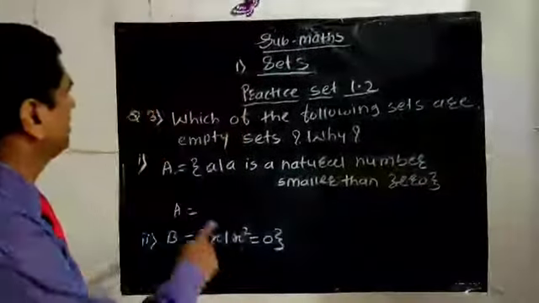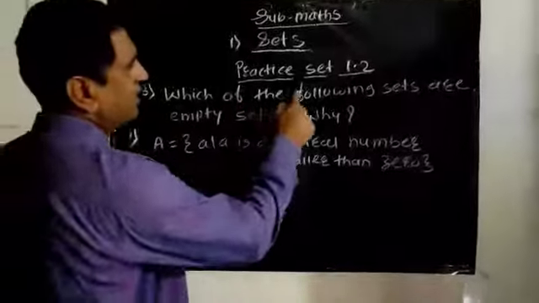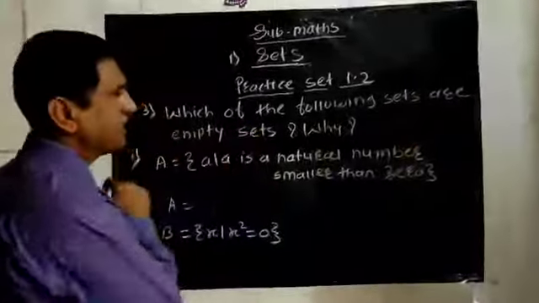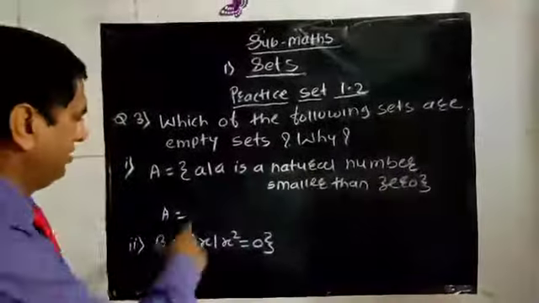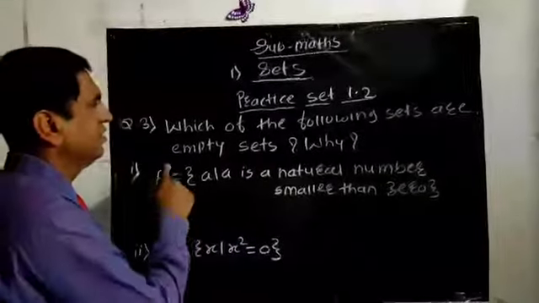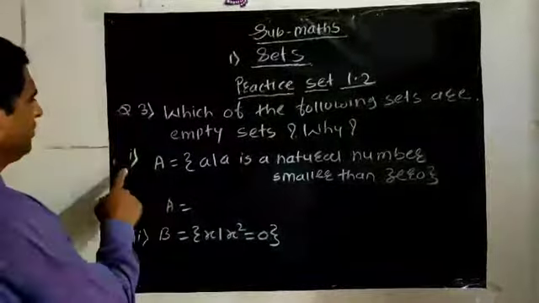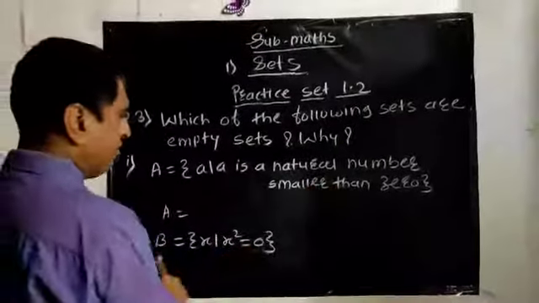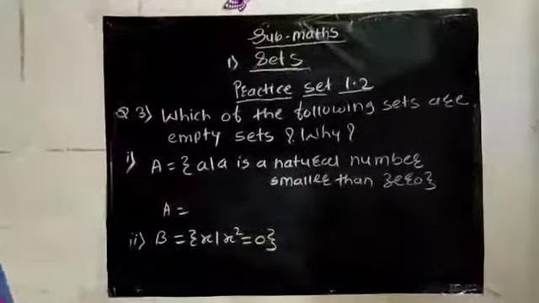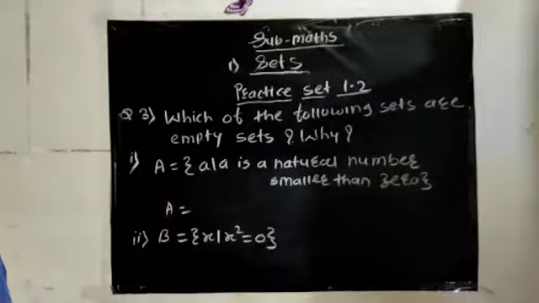Question number 3. Which of the following sets are empty sets and why? Out of these two sets, which are the empty sets and why are these empty sets? Suppose the first example, again the examples are given in rule method. First you convert it into listing method.